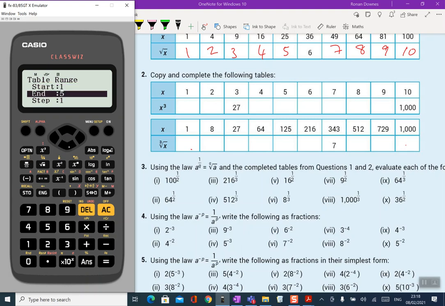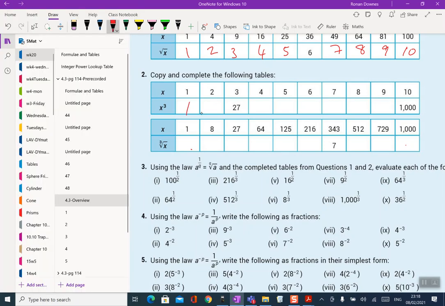On this one, you have to use the joystick, and on your one, you just keep hitting equals to toggle through that. Okay, and there are the numbers now. I happen to know them. So it's 1, 8, I think I know them, 64, 125.